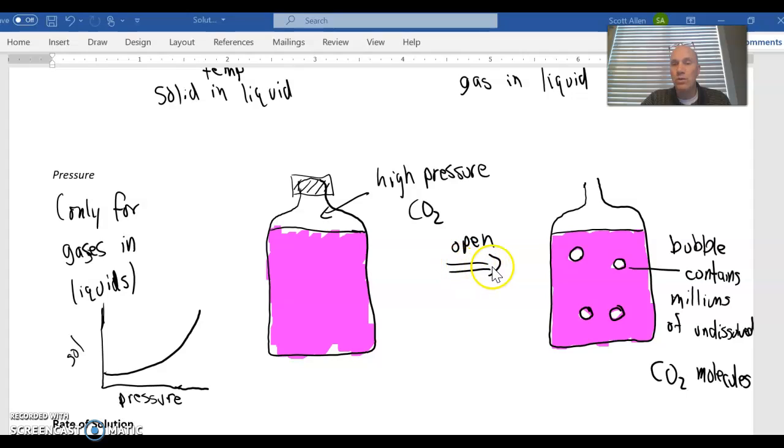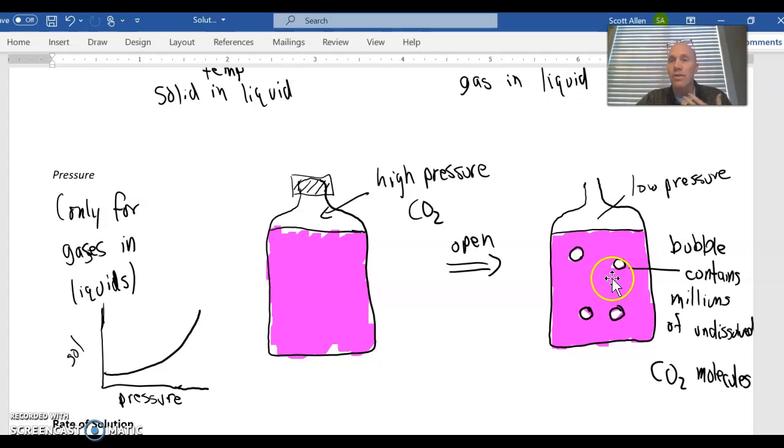So what happens when you open it? You release that pressure. So this is now low pressure, or I should say atmospheric pressure. At that pressure, the liquid can't dissolve as much of the carbon dioxide, and so you immediately see the formation of some bubbles. These bubbles are forming because the dissolved carbon dioxide in the liquid is becoming undissolved, and that's when it makes those bubbles.